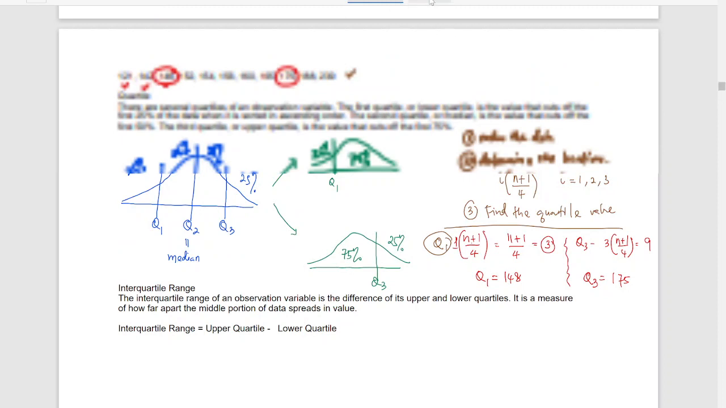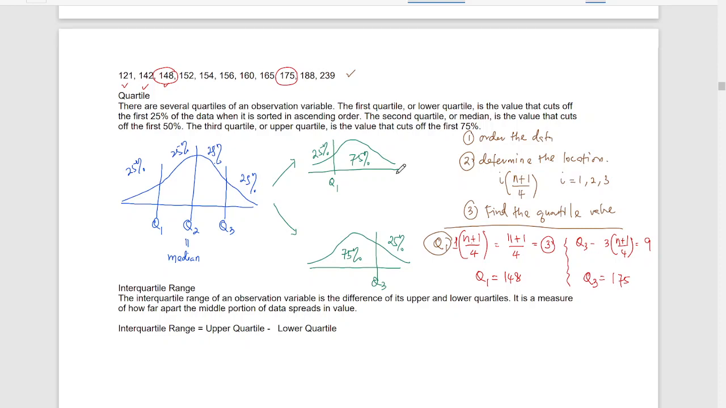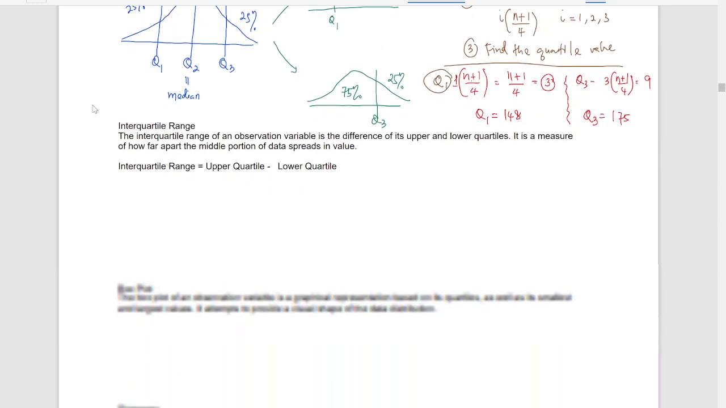So the interquartile range is simply the difference between the upper quartile and the lower quartile. What is the upper quartile? The upper quartile means Q3, and then minus the lower quartile, which is Q1. What does the interquartile range tell you about?